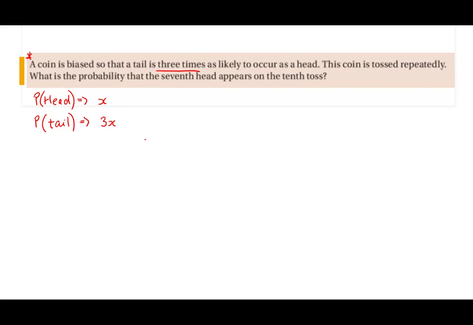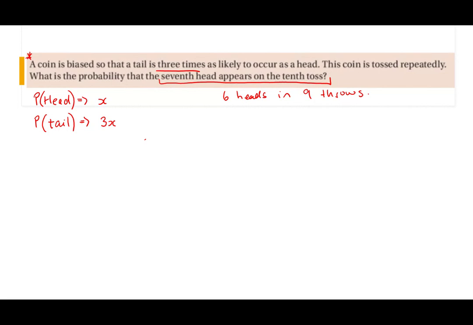The coin is tossed repeatedly. What is the probability that the 7th head appears on the 10th toss? Specifically, the 7th head has to appear on the 10th toss. So that means that there are 6 heads in 9 throws.